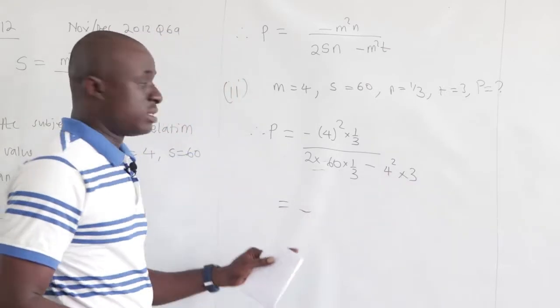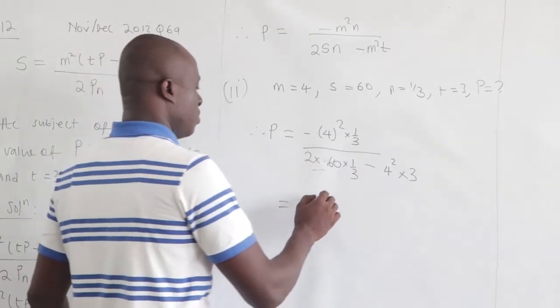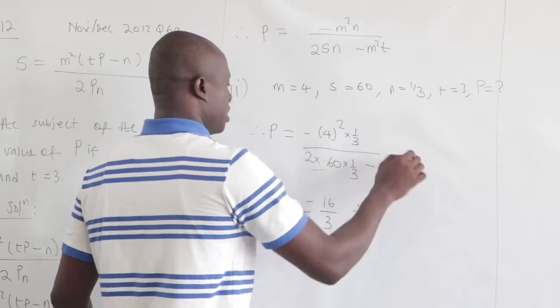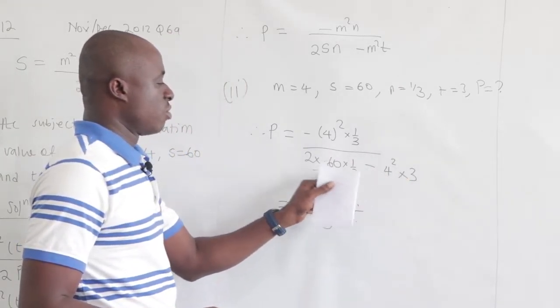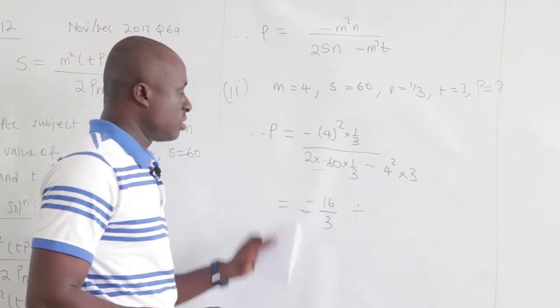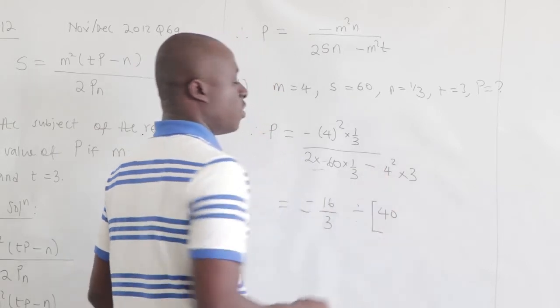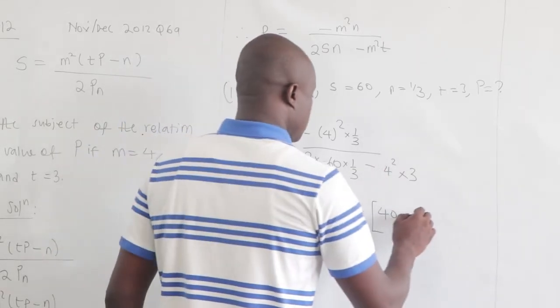Now looking at the numerator, 4 squared is 16 times 1 over 3. So we have the numerator to be 16 over 3. Remember, it's negative. Divided, that's the division sign. Denominator. Now, what do you have here? 3 will go into 60, that is 20. 20 times 2, we have 40. Now, 4 squared is 16. 16 times 3, that's 48.